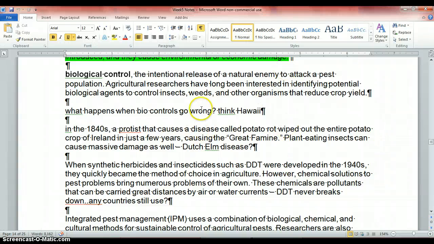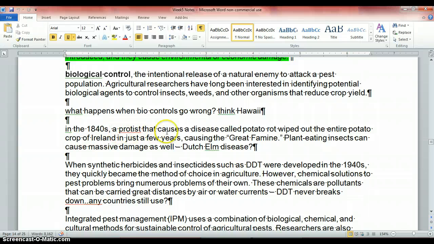So let's look at biological control. This is the intentional release of the natural enemy to attack a pest population. This can be really bad though, because you're hoping that the enemy, the predator of this new pest, is still going to go after the pest once you've released it. Sometimes the predator decides to go after something else and becomes an even bigger problem. So I said biocontrols go wrong. There's a good example in Hawaii. Let you look it up.